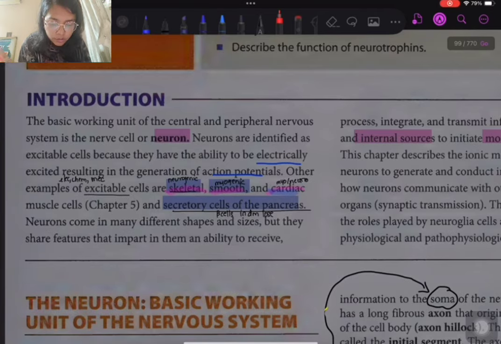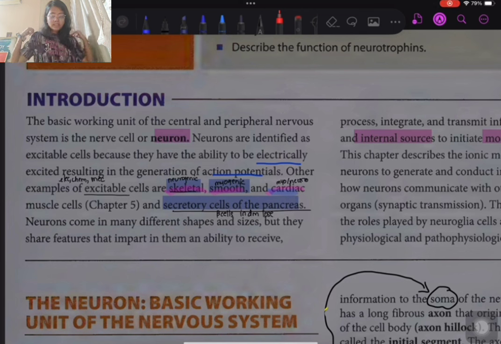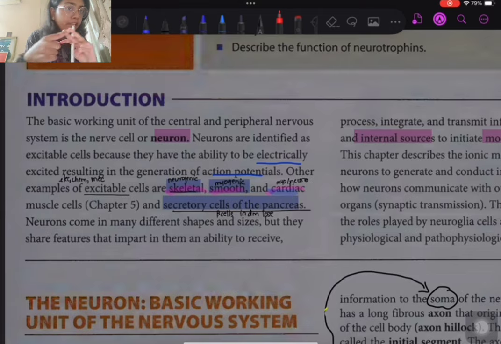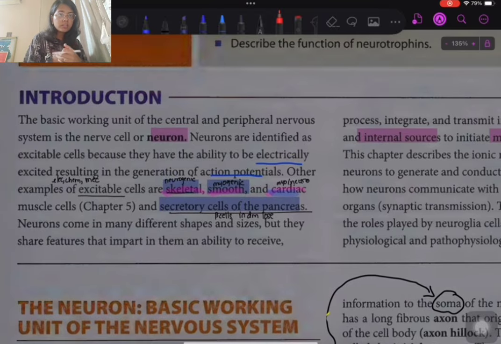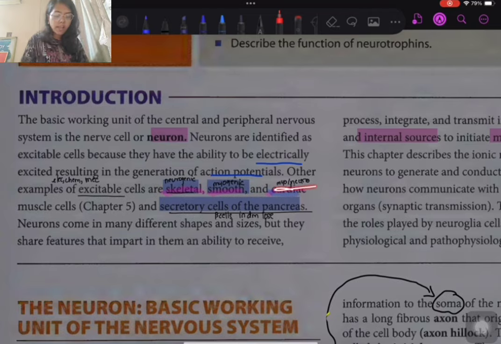You got that. After that, which other excitable cells you are seeing is skeletal, smooth, cardiac and secretory cells of the pancreas. See, what do you mean by excitable cell is electrical, chemical or mechanical. If any one of these three stimuli came, it will be excited. So skeletal muscle, it's neurogenic. You know that, right? Because it needs a stimulus. Smooth muscle is myogenic. It is autonomic. And cardiac can be myogenic and neurogenic. And secretory cells of the pancreas.